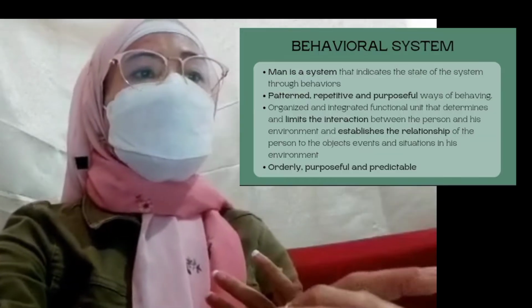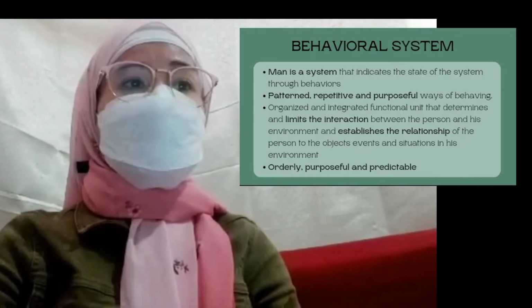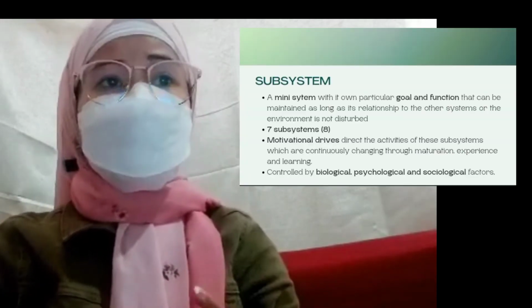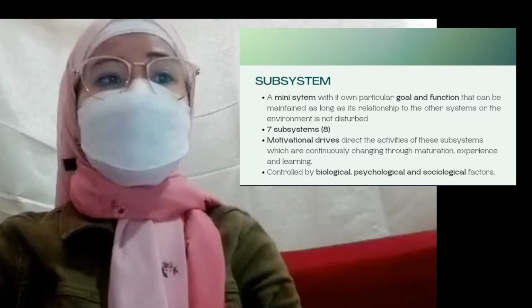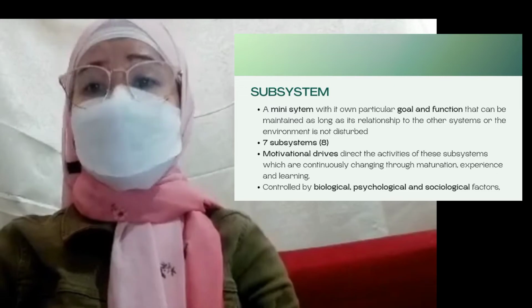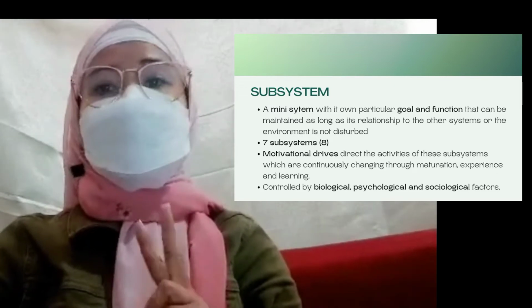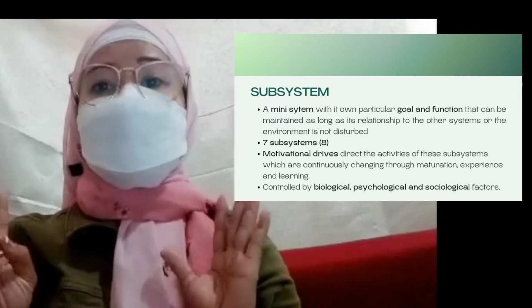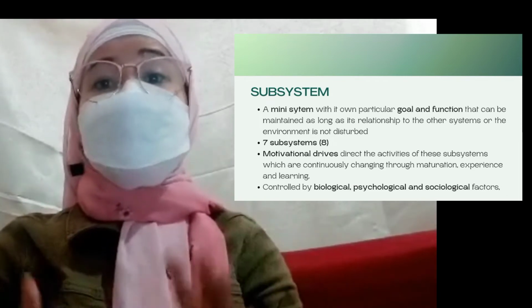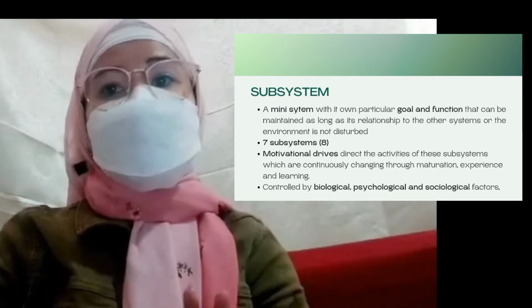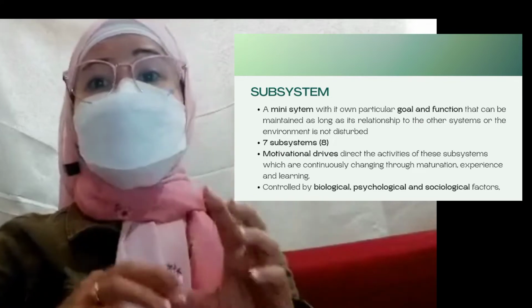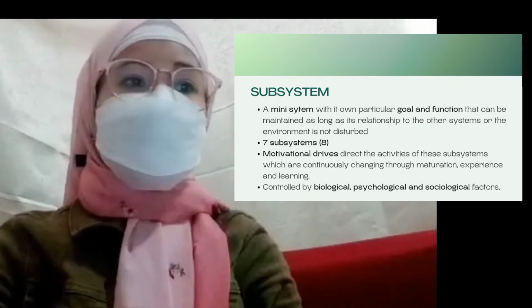So, let's go to the next concept, which is the subsystem. For Dorothy Johnson, a subsystem is a mini system with its own particular goal and function that can be maintained as long as its relationship to other systems or the environment is not disturbed. For the subsystems, we have 8 subsystems, but Dorothy Johnson confirmed only 7. The next reporter will tackle the different types of subsystems.